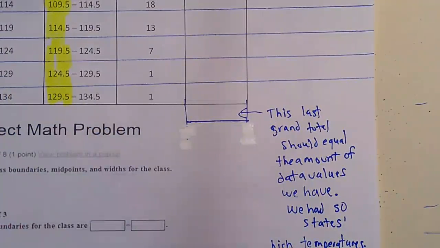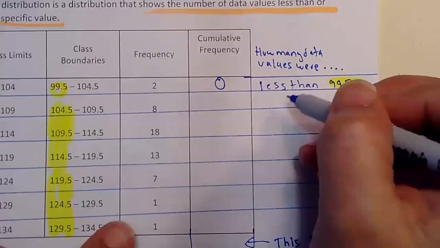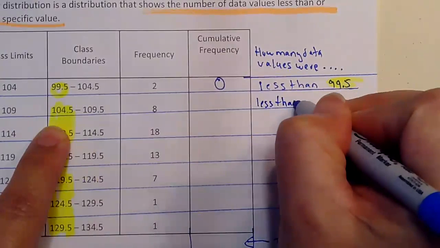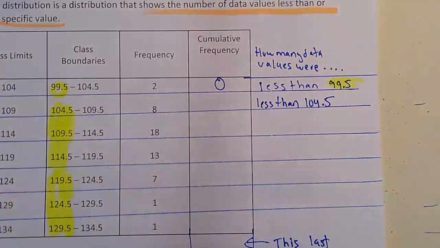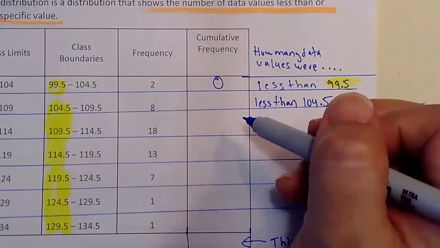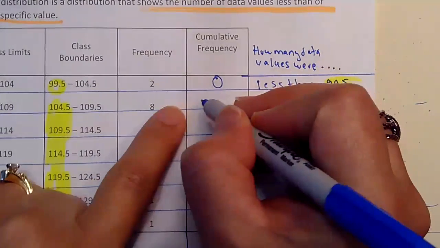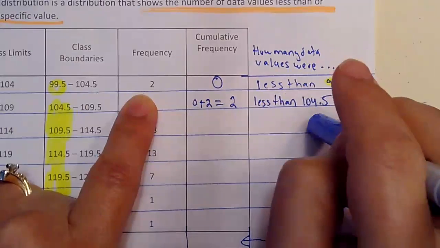So here we have 0, okay? And then this would be saying how many data values were less than 104.5, okay? So that's doing it the long way. I'm going to go back and check the data, how many were less than 104.5. But the quick way is you just use this. That's why I call it a cumulative frequency. Cumulative means you add on, you add on. So the way we get this value is you add this 0 plus this, which is 2. So we should have 2 data values that were less than 104.5.